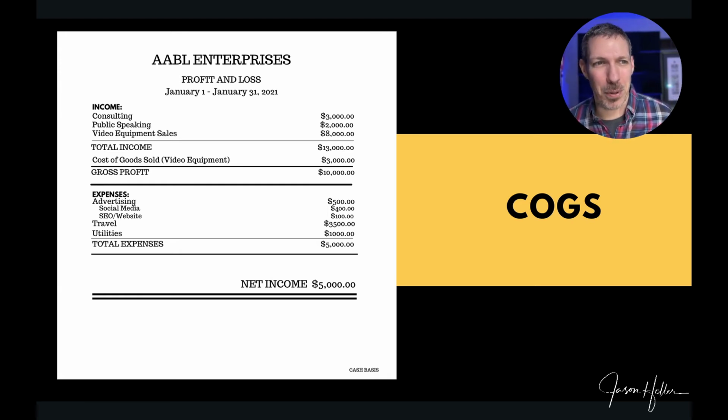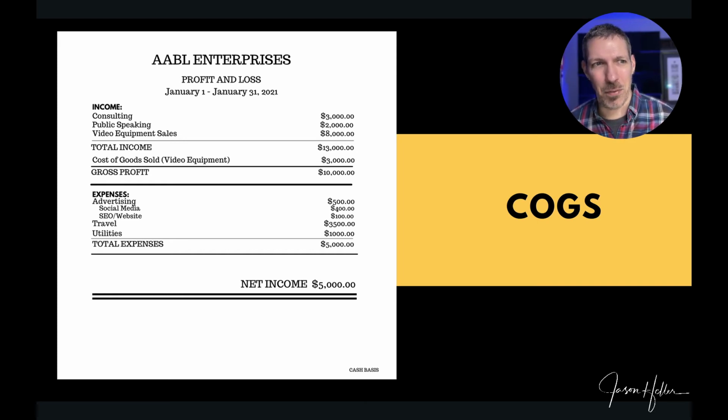So in this example here, you see we now have video equipment sales, $8,000 in video equipment sales. So our income, we have $3,000 in consulting, $2,000 in public speaking, and $8,000 in video equipment sales. So this makes our total income $13,000.